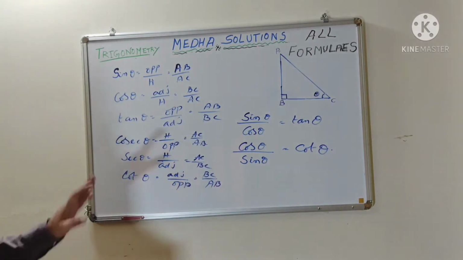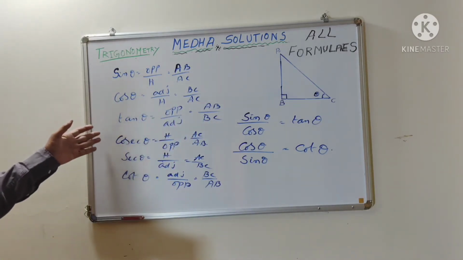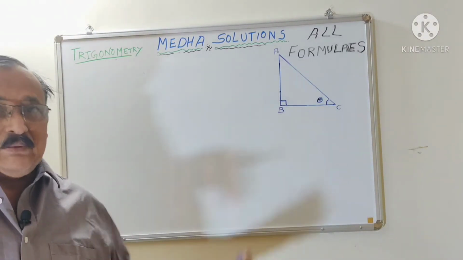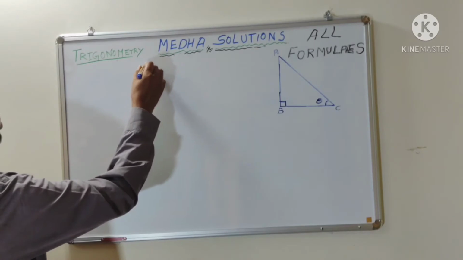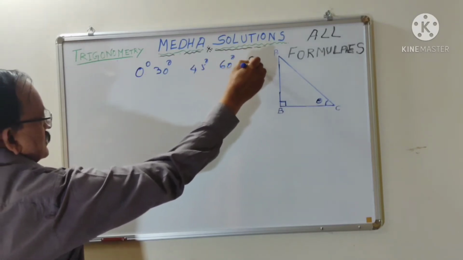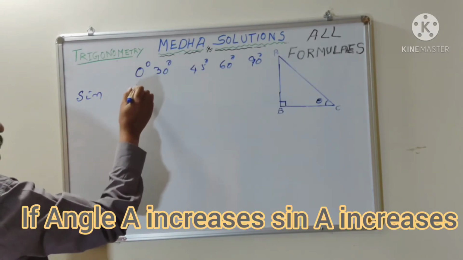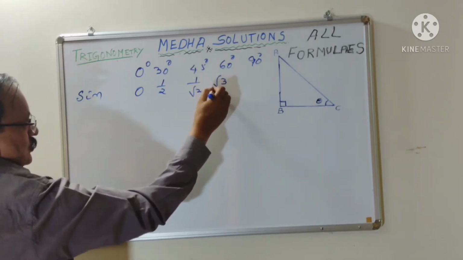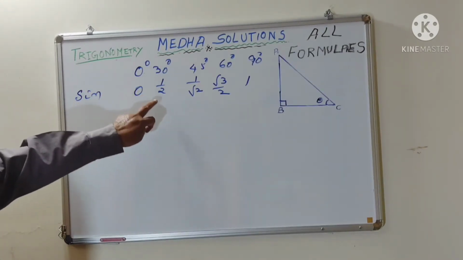Preliminarily we have to learn about these ratios of trigonometric values: sin, cos, tan, cosec, sec, cot. Now we are going to learn about the standard angles. I already explained standard angles in my previous section. The standard angles are 0 degrees, 30 degrees, 45 degrees, 60 degrees and 90 degrees. Here sin 0 is equal to 0, then 1 by 2, 1 by root 2, root 3 by 2 and 1. These are the sin values.